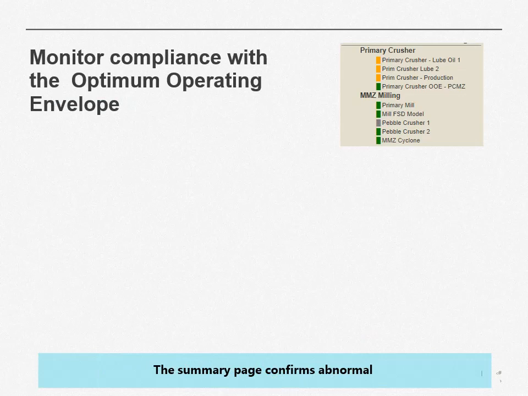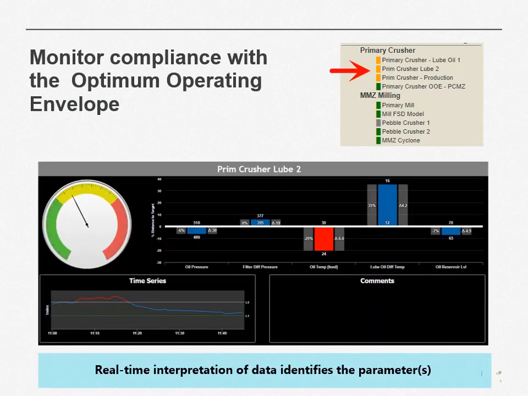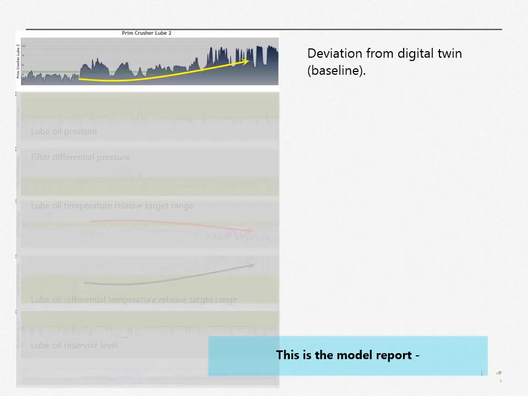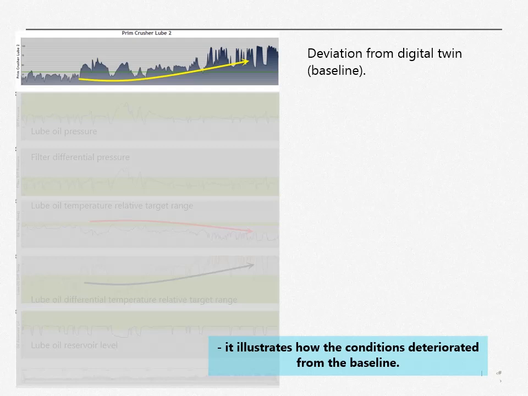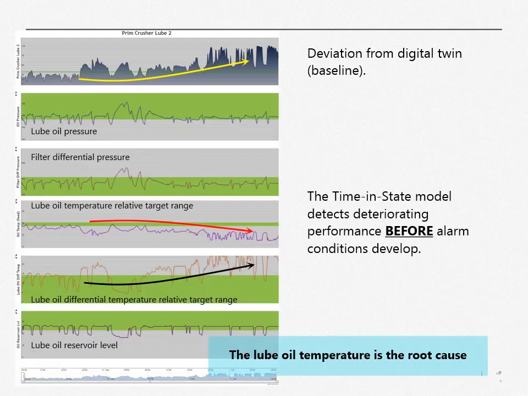The summary page confirms abnormal conditions on the lubrication system. Real-time interpretation of data identifies the parameter causing the deviation from the ideal condition. This is the model report. It illustrates how the conditions deteriorated from the baseline. The loop oil temperature is the root cause of the abnormal behavior.